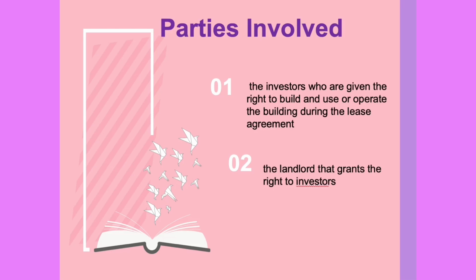Okay, next is BOT parties. BOT has two parties, which are the investor and the landlord. The investor is given the right to build and use or operate the building during the lease agreement, and the landlord grants the right to the investor.